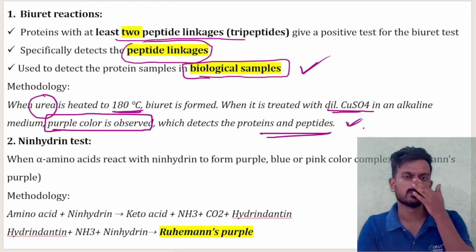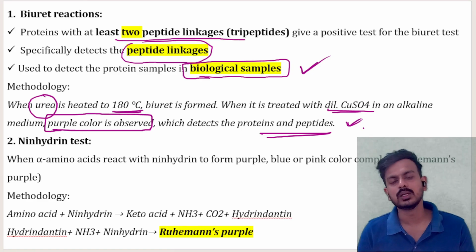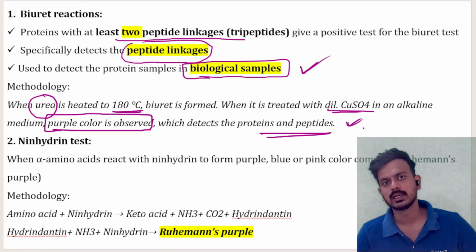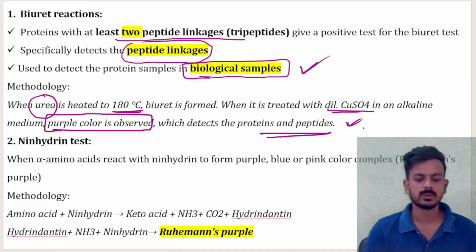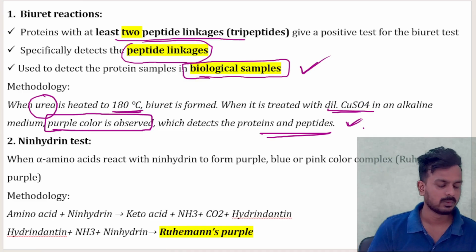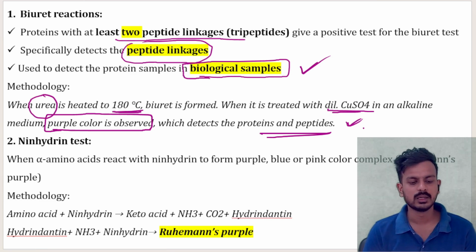Please note it down. First, you have to heat the urea over 180 degrees centigrade. It will generate biuret. Now, this biuret reacts with dilute copper sulfate in an alkaline medium, it will develop a purple color, and that basically detects the presence of protein or peptide.